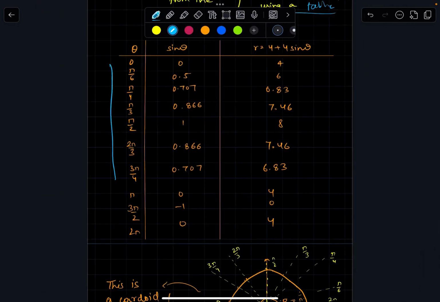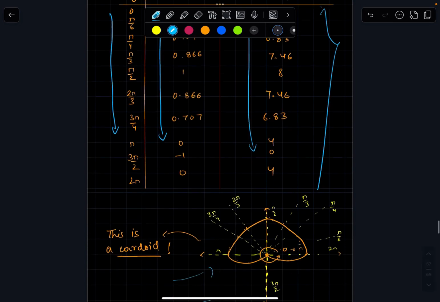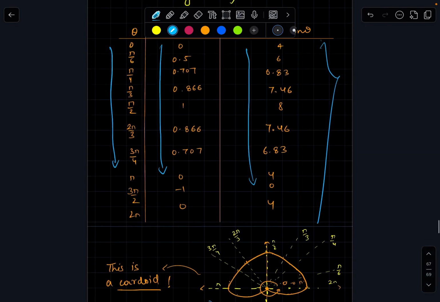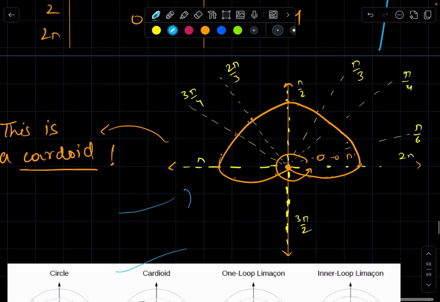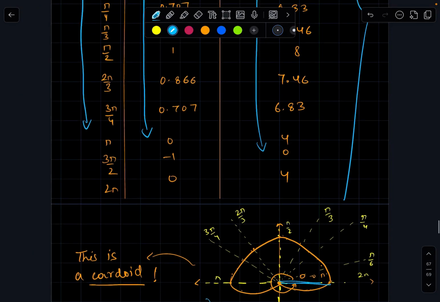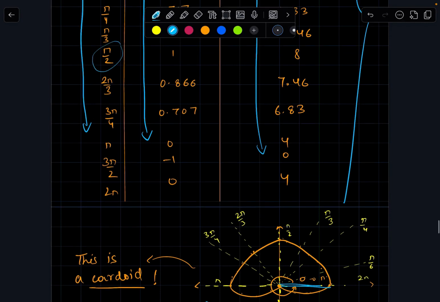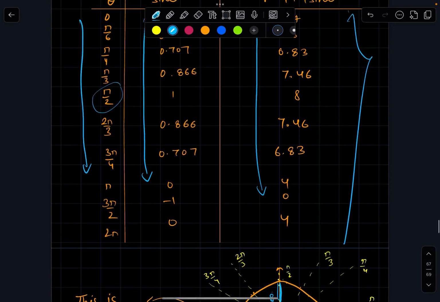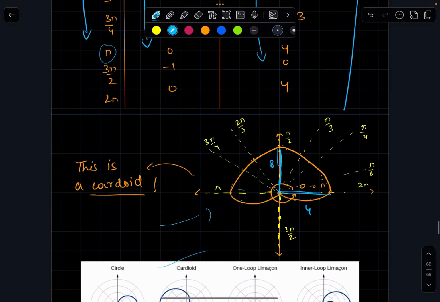So here I have a lot of values for theta, corresponding values for sine theta, and input all these values in the equation to get all of these values. Now we're going to plot all these values in correspondence with the angle they make. So let's say on 0, it's at a distance of 4. So when it makes an angle of 0, like right here, it should be a distance of 4. When it's at pi by 2, it should be at 8. So this distance should be 8. This should be 4. And let's say at pi, it should be 4. So right here, it should be 4 as well.